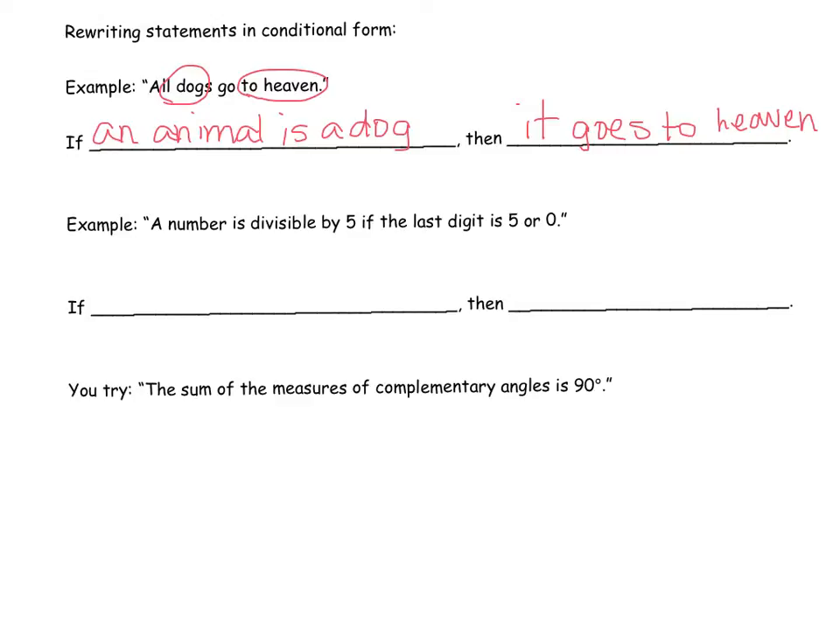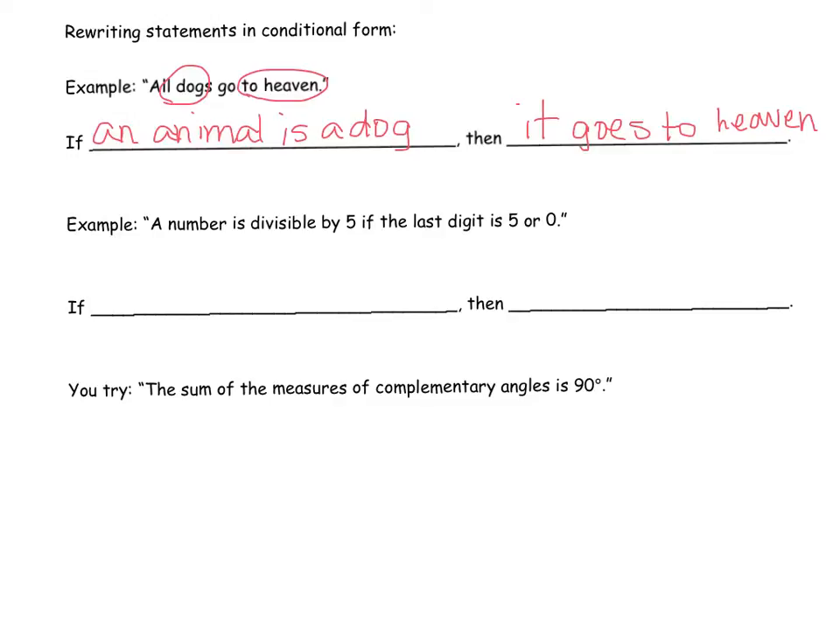Cute movie. We really want to be careful here that we're writing in coherent English. So it wouldn't make sense to say, if dog, then go to heaven. We really want to make sure that when we are rewriting statements in conditional form, that they make sense when we write them. So if an animal is a dog, then it goes to heaven.